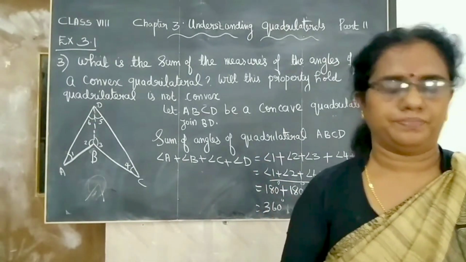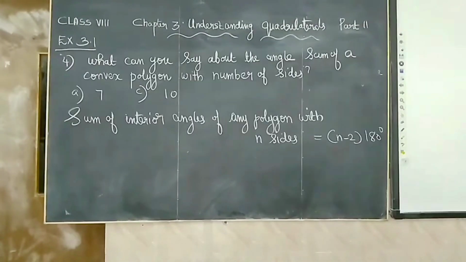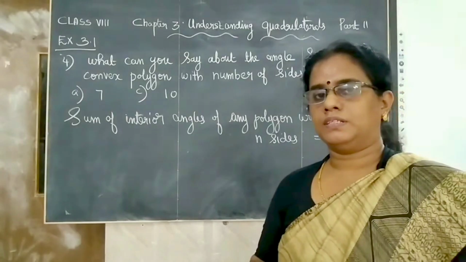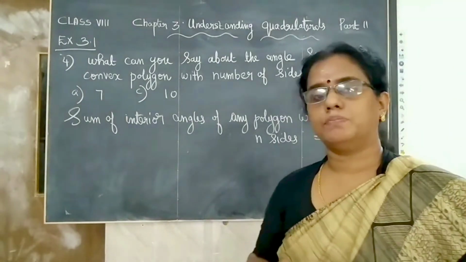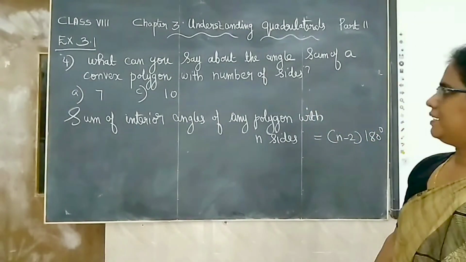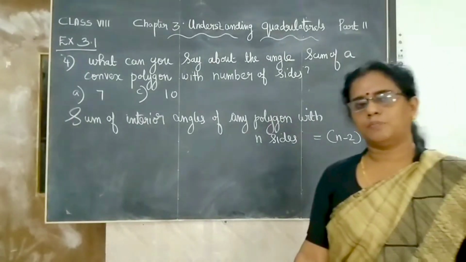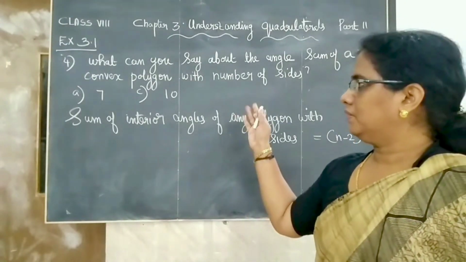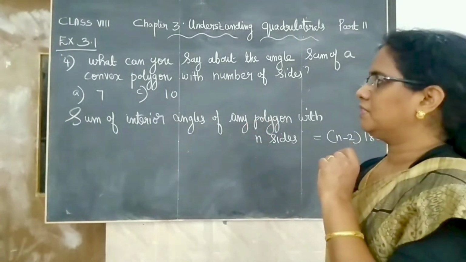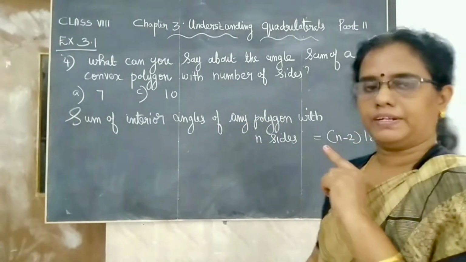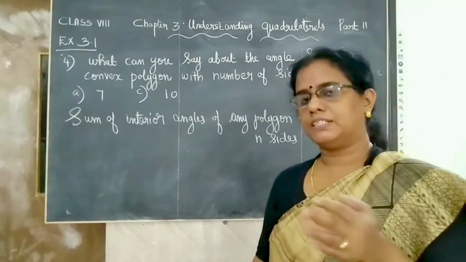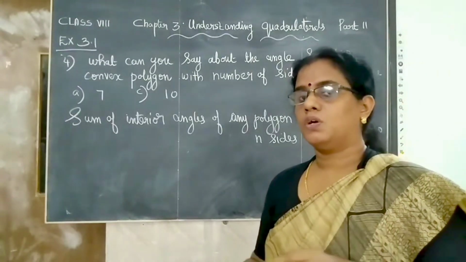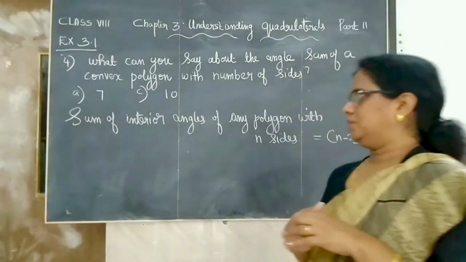Next problem. Now we will discuss the next question, question number 4. What can you say about the angle sum of a convex polygon with different numbers of sides? Suppose the number of sides is given as 7. We have to find the sum of the angles of a convex polygon.